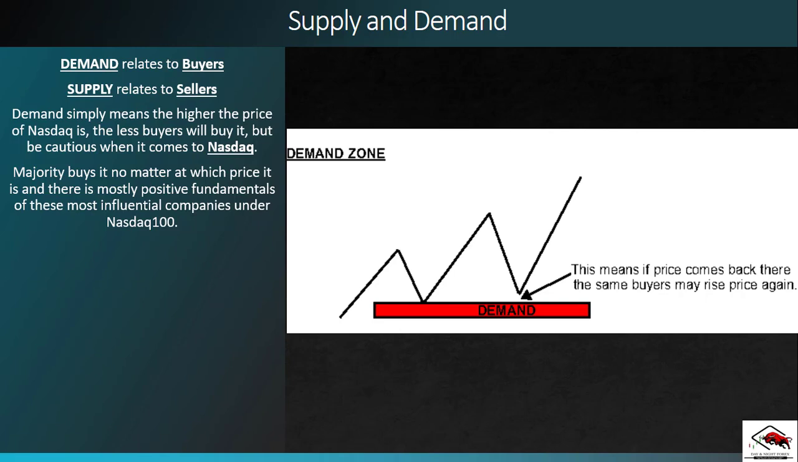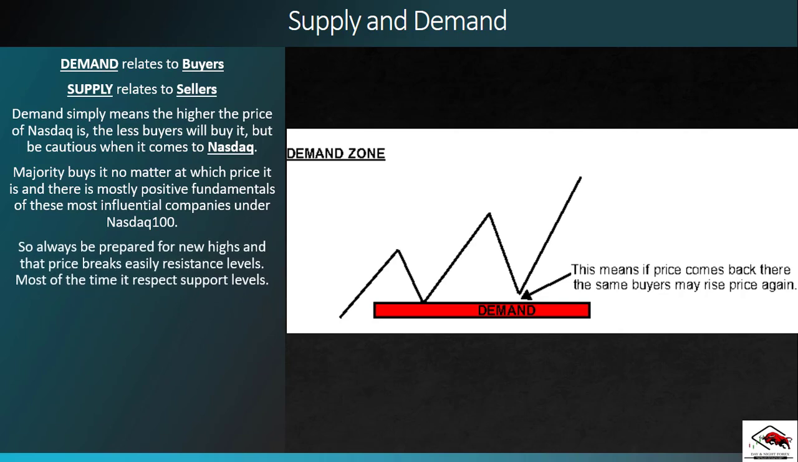And on the other hand, there are mostly positive fundamentals that come out from the most influential companies under the Nasdaq 100. Remember, Nasdaq 100 consists of the top 100 companies. Whenever there is some positive news or fundamentals in some of the most influential companies under the Nasdaq 100 index, they will have a positive impact on the price itself, meaning that you should expect to see some bullish movements, movements to the upside. So always be prepared for new highs, and also take note that price easily breaks resistance levels when it comes to Nasdaq, whilst at the same time it respects the support levels.